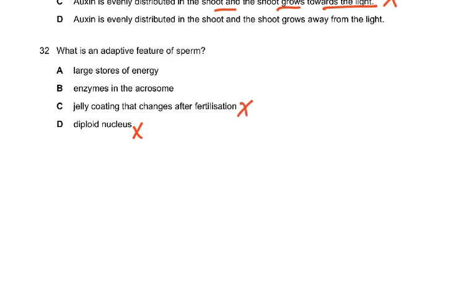Jelly coating that changes after fertilization? Well, no, the nucleus just enters at fertilization. Enzymes in the acrosome, yes, that's correct. And large stores of energy, no, in fact, the ovum has large stores of energy, not the sperm. The sperm just has to get there, the nucleus enters, and then the nuclei fuse and form the zygote.